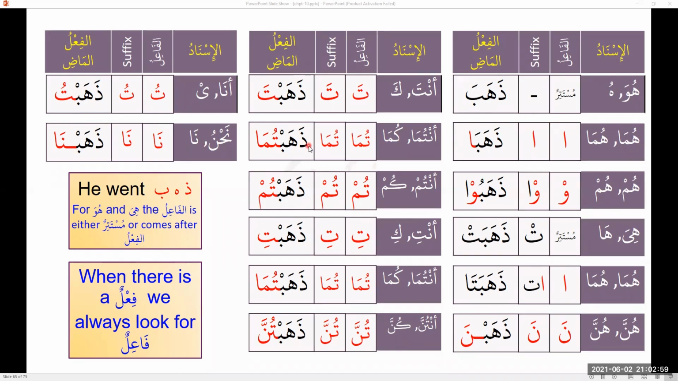So you need to practice this before tomorrow's class. It's very important because tomorrow we are going to take fi'l and fa'il combinations. So you should immediately know the meaning, otherwise it will be difficult. Okay? So I will stop here today.